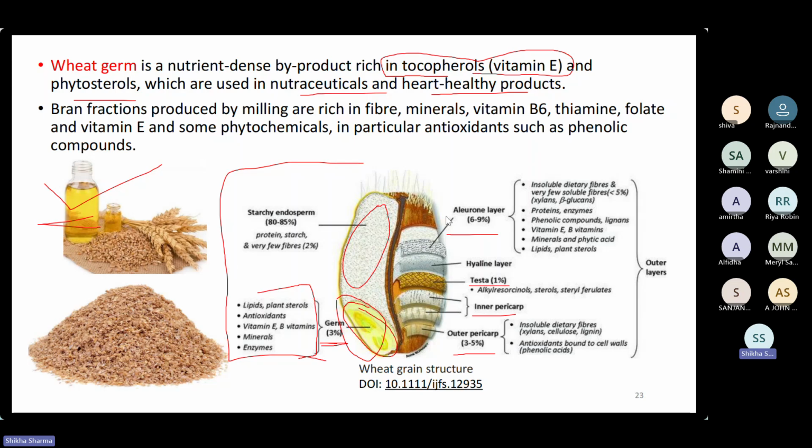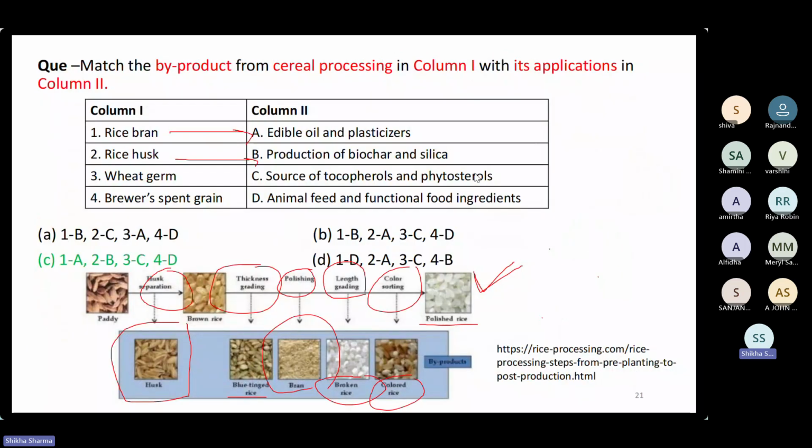Whereas this bran is the outer layer, which is protecting the wheat kernel. It is rich in fibers, minerals, vitamin B6, thiamine, folates, and vitamin E, and it is also rich in some phytochemicals, and it can be used as a source of antioxidants and phenolic compounds also. So this wheat germ is a rich source of tocopherols and phytosterols.